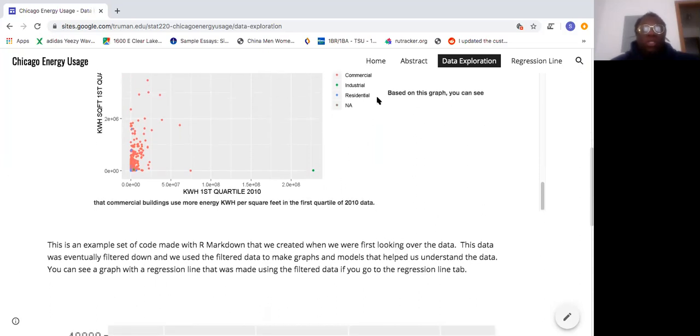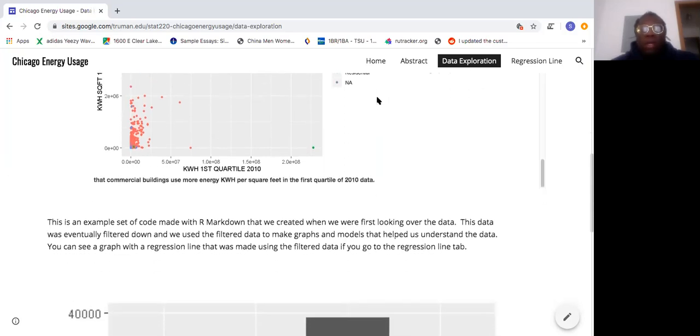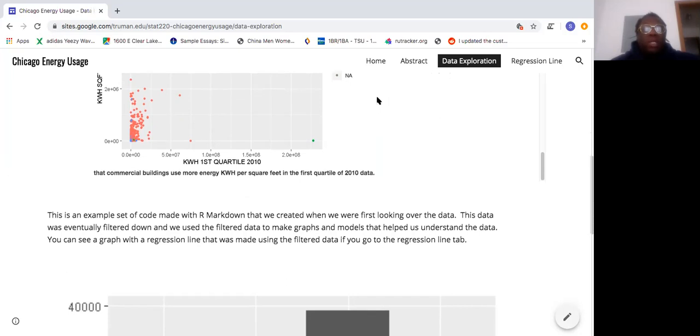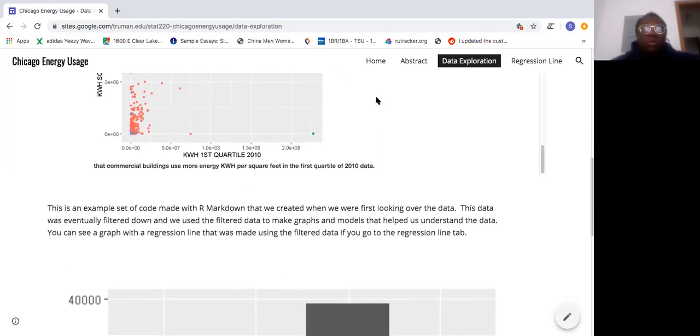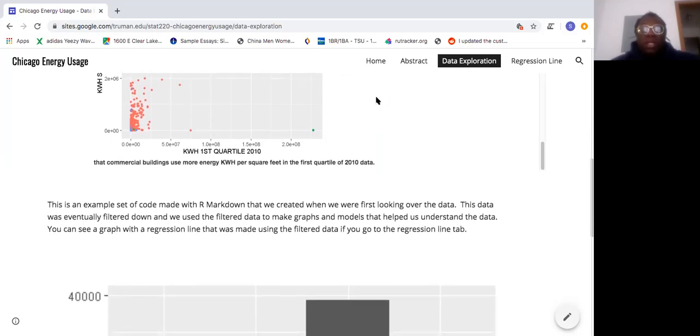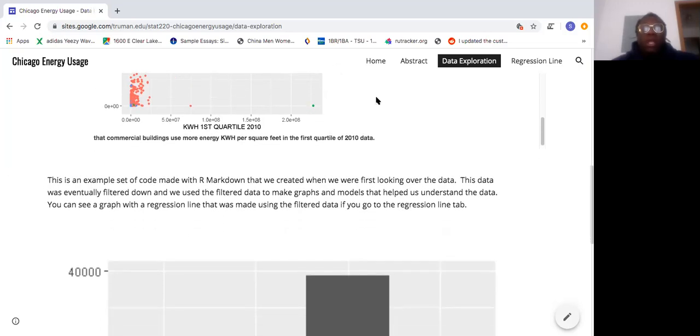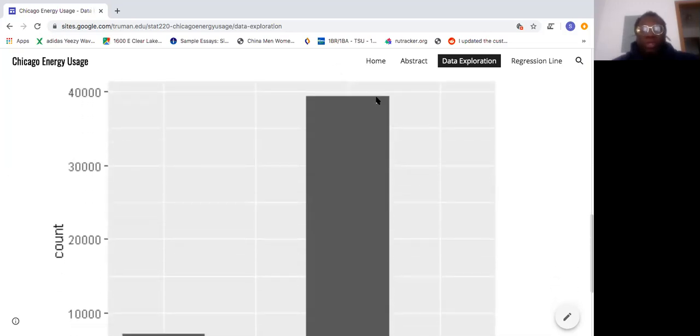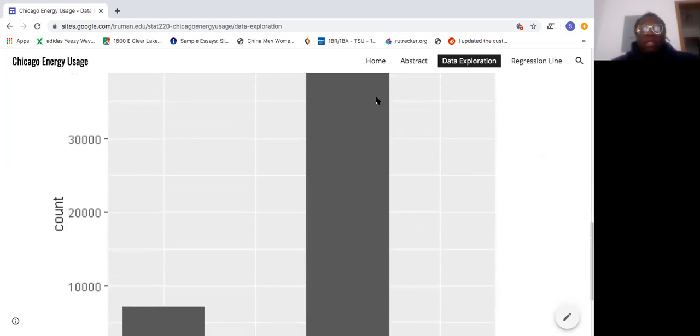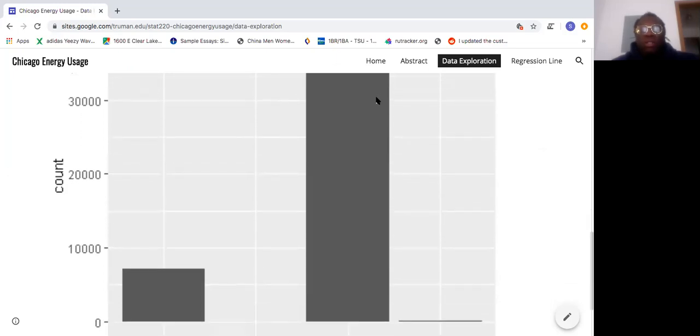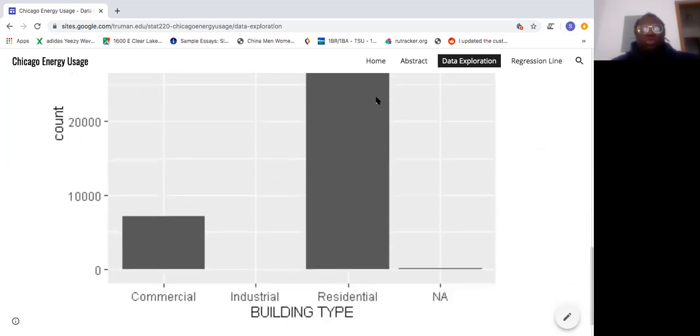So this example is code made in R Markdown, which was created by first looking over the data to eventually get it filtered down to give us a better understanding of the data that we're using at hand. So this next is a bar graph that gives us the total comparisons between the residential and the commercial.